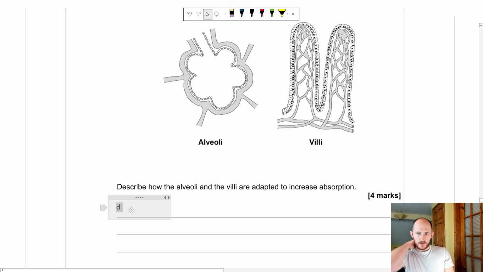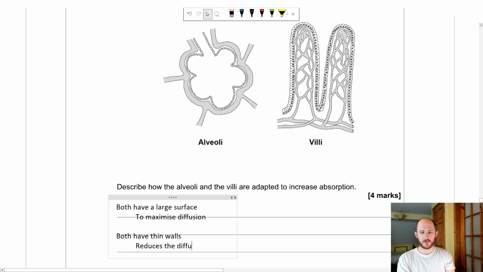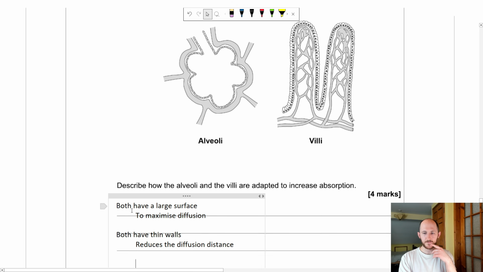So, both have a large surface area, but again, remember, we need to put 4 points, but we need to give justifications for all of them. So both have large surface areas, so what? To maximize diffusion. That's simply directly to maximize diffusion, so that's one done. What about next? Both have thin walls. They tend to only be 1 cell thick. And what does this do? It reduces the diffusion length. You can call it diffusion distance or time if you want. I'll leave it as distance for now, again, so that's 2 marks already.